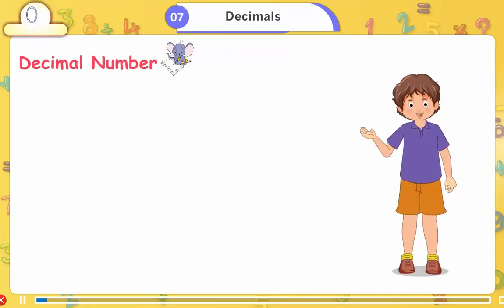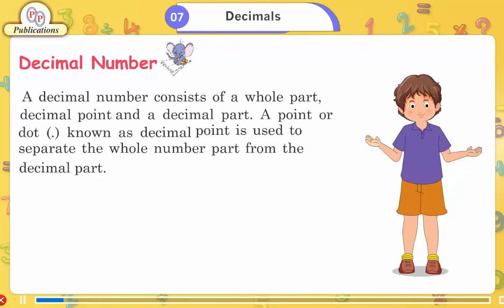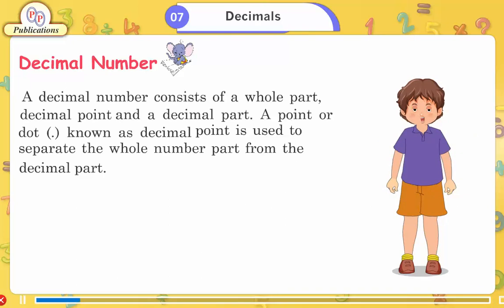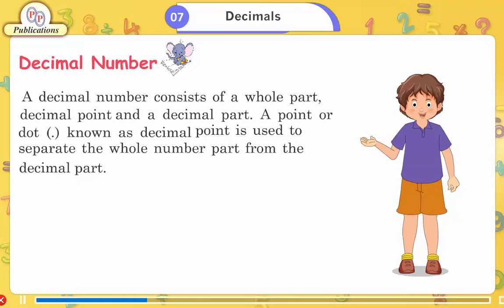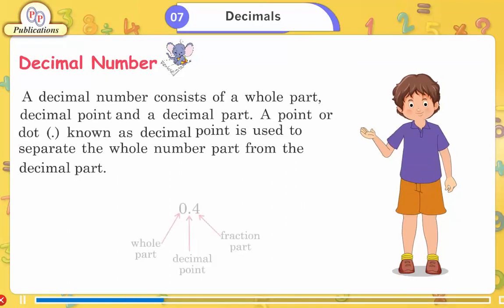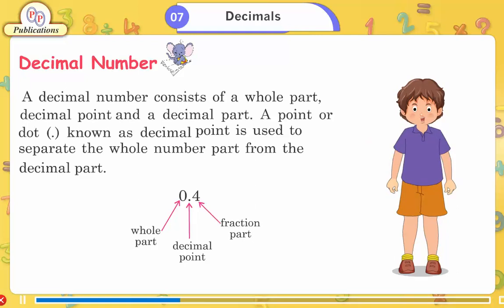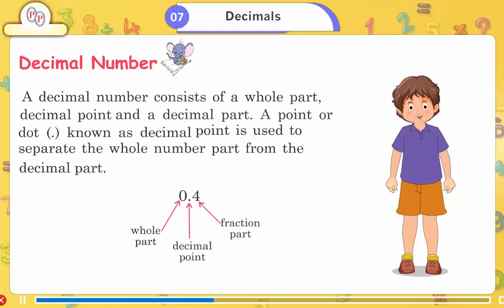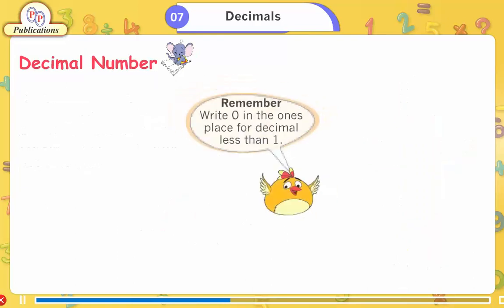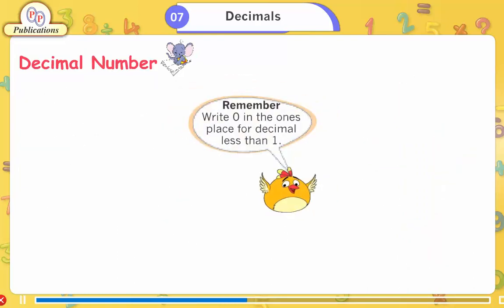Decimal number. A decimal number consists of a whole part, decimal point, and a decimal part. A point or dot, known as decimal point, is used to separate the whole number part from the decimal part. In 0.4, 0 is the whole part, point is the decimal point, and 4 is the fraction part. Remember, write 0 in the ones place for a decimal less than 1.